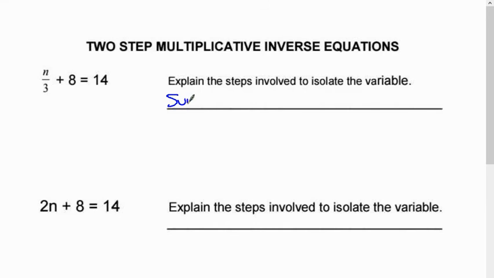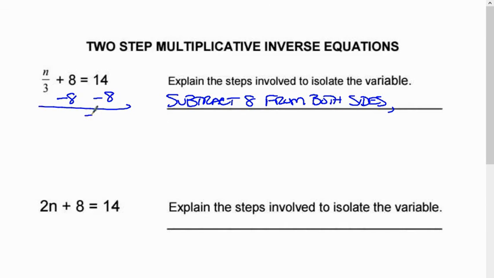So let's go ahead and write that. We're going to subtract 8 from both sides. Okay, so let's go ahead and do that now. We'll subtract 8 on the left. We'll subtract 8 on the right. On the left-hand side, 8 minus 8 is 0, leaving us with the variable term n divided by 3. And on the right-hand side, if we do 14 minus 8, we get an answer of 6. So n divided by 3 equals 6.